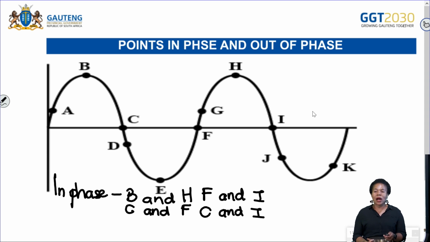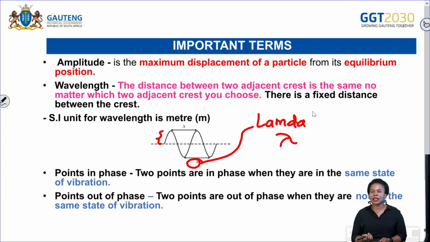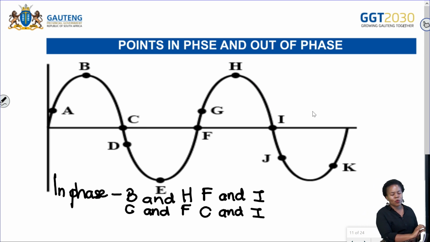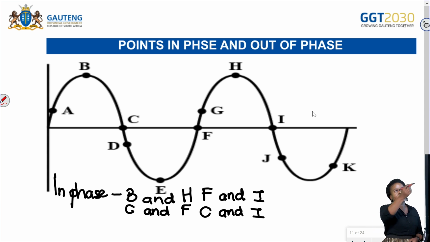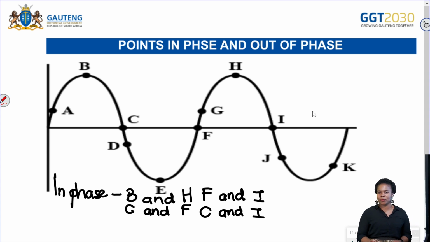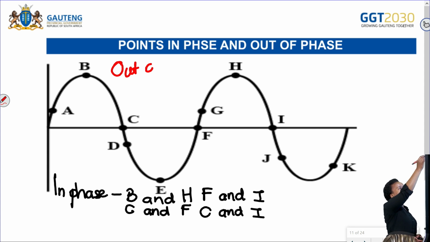And then we have your out of phase. Before we identify them, let's first take a look at the definition. Two points are out of phase when they are not in the same state of vibration. Now let's go back to our points and identify the ones that are out of phase. You have your H and E. Your H is right there at the top and your E is right there at the bottom. So it's clear enough they are not in the same state of vibrating. So this is out of phase.